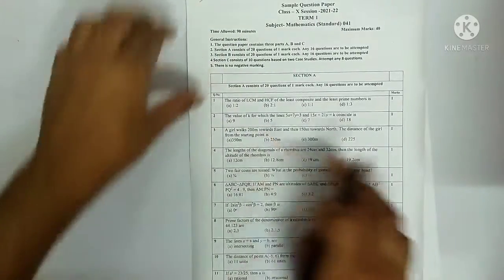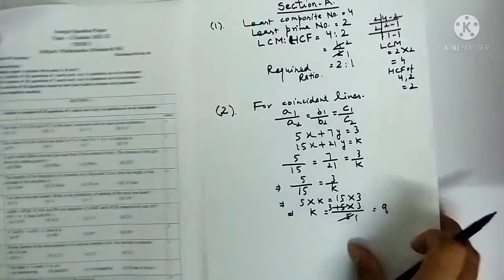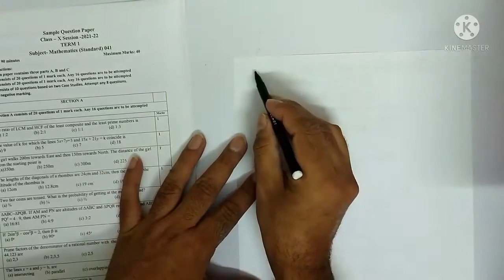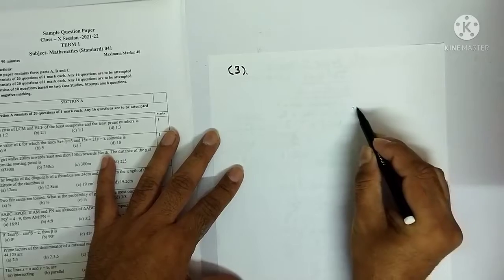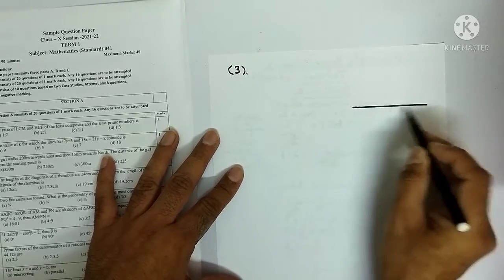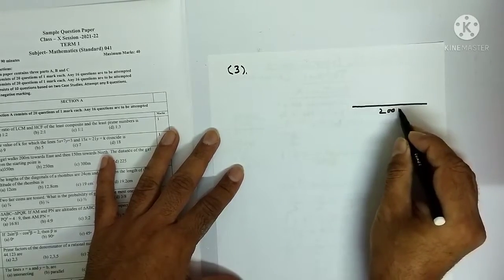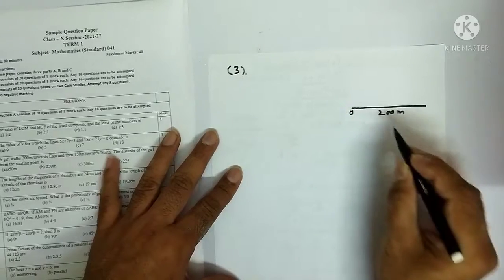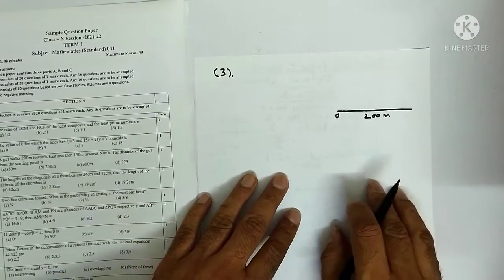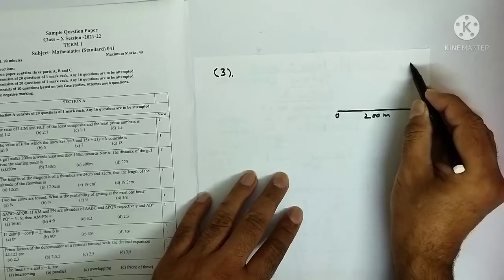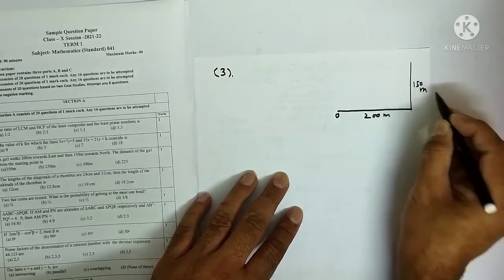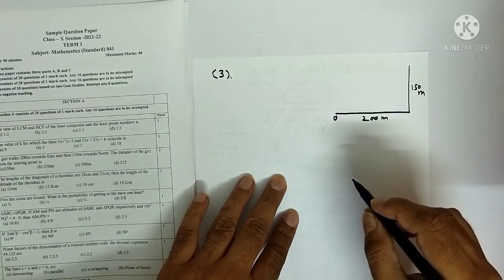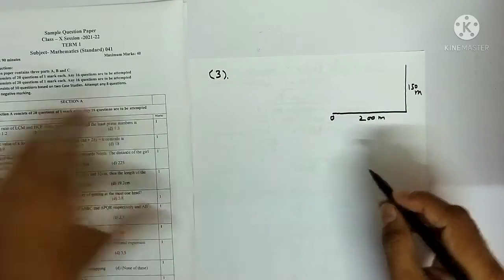Now question number 3. A girl walks 200 meters towards east. So see, side by side I am doing the solution. Here is the girl, she is walking 200 meters towards east. This is the starting point. And then 150 meters towards north. What is the distance of the girl from the starting point?